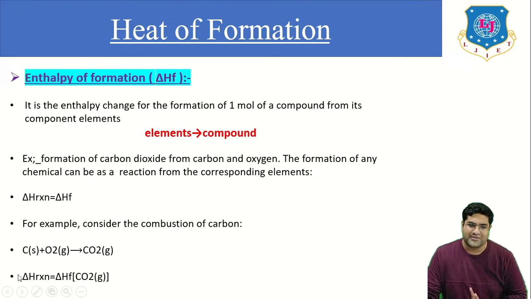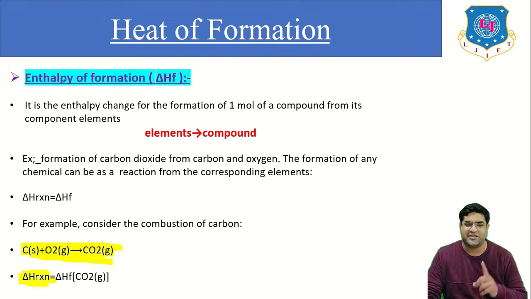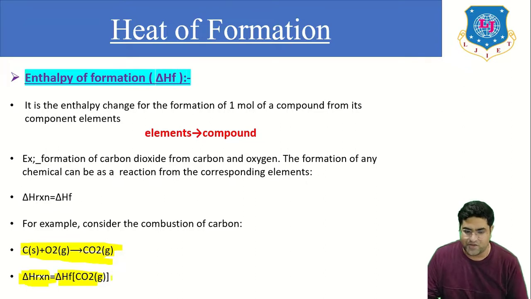Ultimately you can see here I have taken one example of carbon dioxide. You are familiar with this example, that C plus O2 will make carbon dioxide, that is CO2, and the heat which is required at that time is known as the heat of formation or the enthalpy of formation. So C plus O2 gives CO2. Here one reaction occurs, so the change of enthalpy for the reaction we can denote by delta H of reaction. The same we can write here as delta H for the formation. So delta H for the reaction is equal to delta H of formation of carbon dioxide.